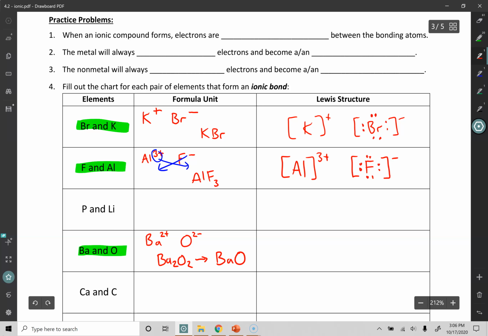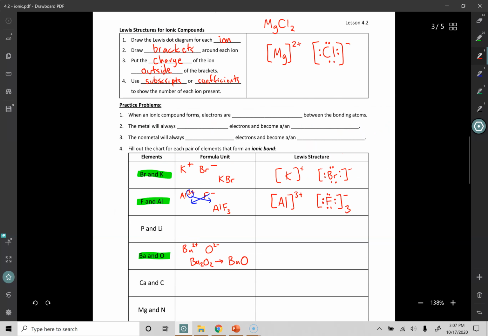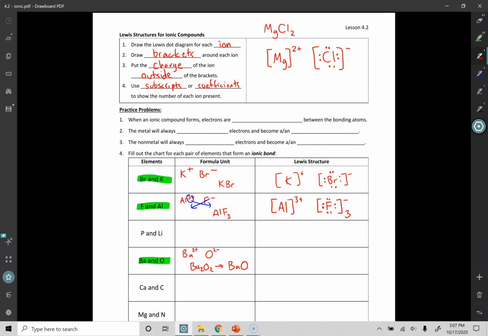Am I done? Well, the ions themselves look good, but I'm not finished. I need to make sure that I show that I need 3 of those fluoride ions. I'm going to use the subscripts. That's it. Hopefully you've noticed the pattern that's kind of showing up just looking at the 3 examples that we've done. The format is the same again and again and again, really, for your ionic compounds.